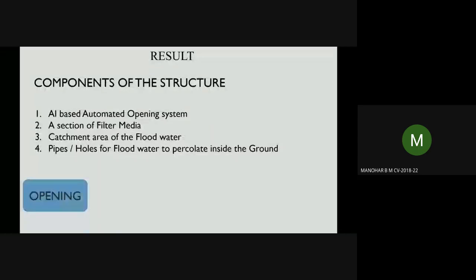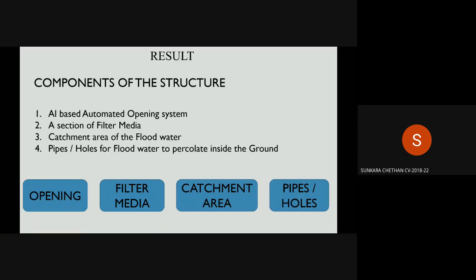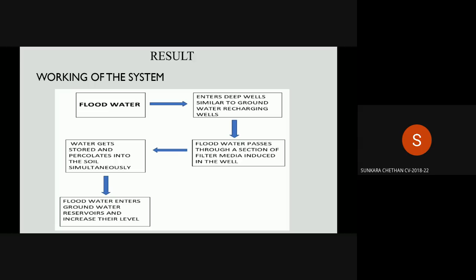This is the flowchart representation of the working mechanism. The floodwater enters a deep well, similar to groundwater recharging wells. Then it passes through a section of filter media and gets stored in the catchment area, and simultaneously percolates into the soil through pipes or holes provided in the well.